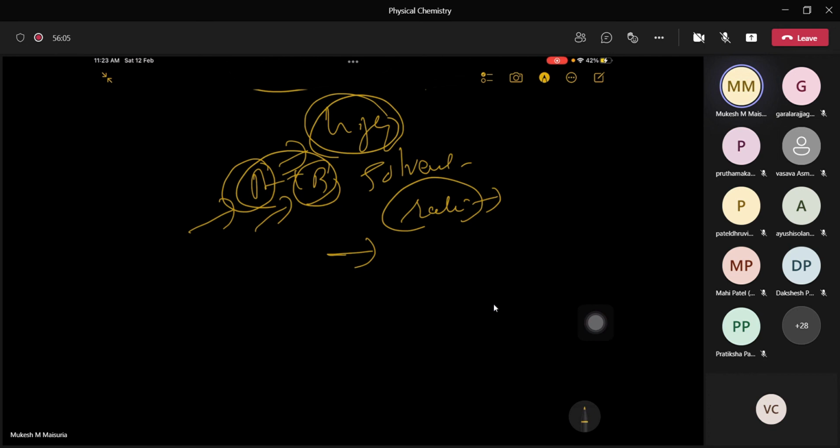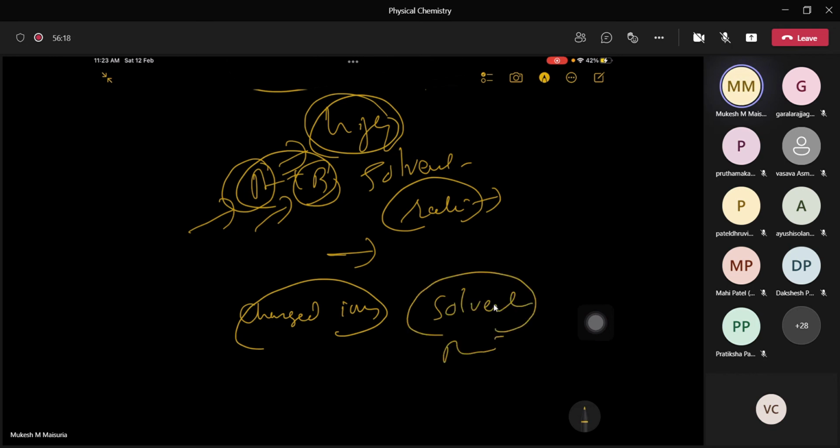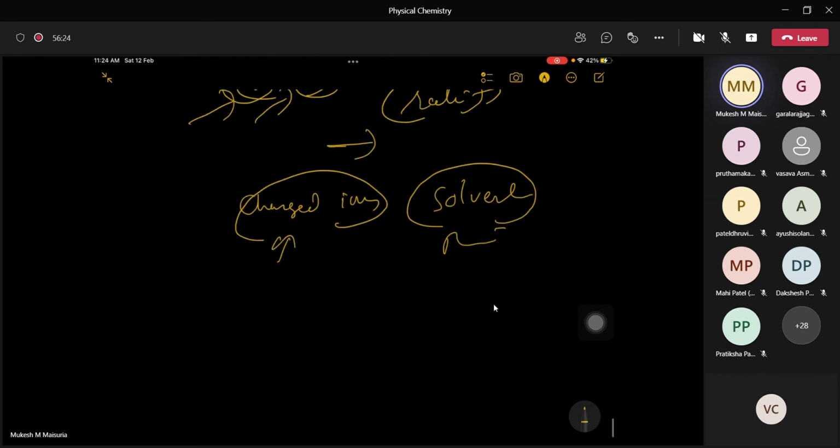So obviously in solution we have charged ions and solvent. So we have to consider the property of solvent as well as the property of ions. Understand? So on the basis of these, we can discuss about the reactions in the solution, or we can derive the rate equations. Understand?